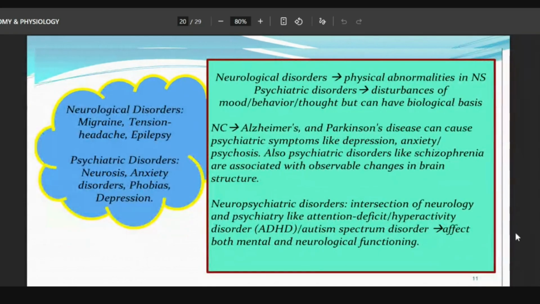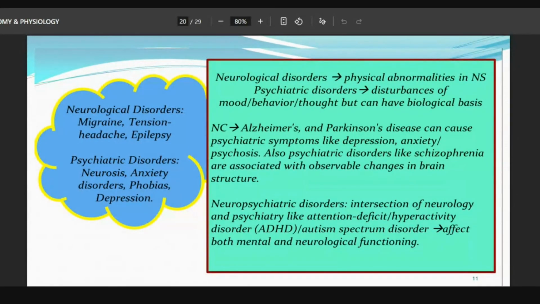तो थोड़ा एक broad idea we should have. ठीक है? So this question has come in exam. You should know the difference between neurological disorders and psychiatric disorders. Neurological disorders means when there is some issue with the physical system of your neurons or your nervous system. Physical abnormality होती है वहां पे.